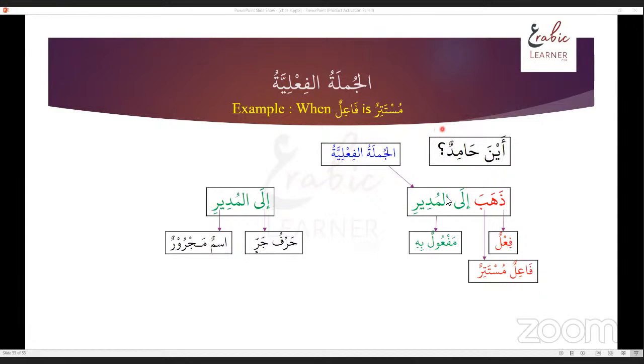Why is Hamid having tanween, not kasra, when followed by Ayna?